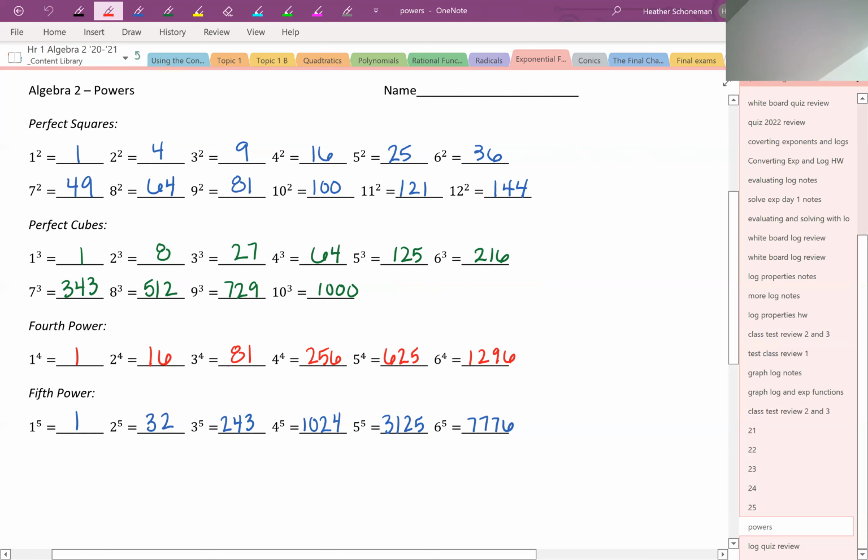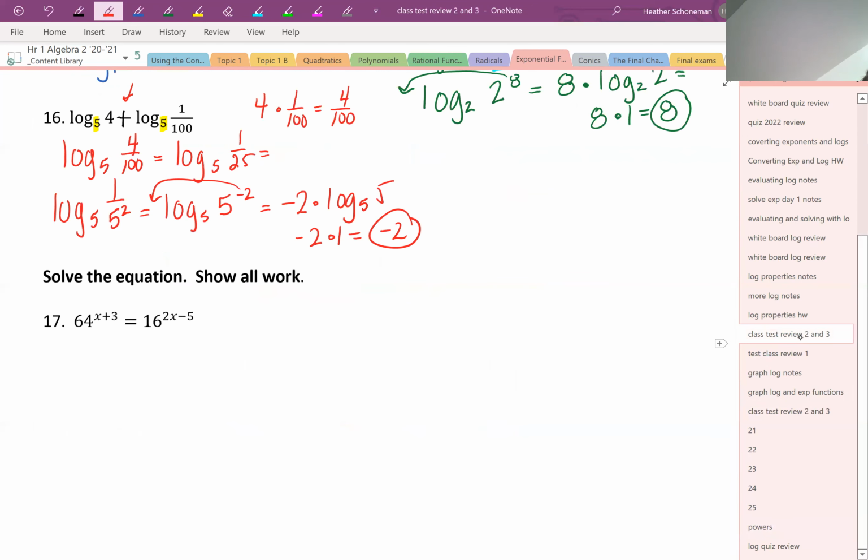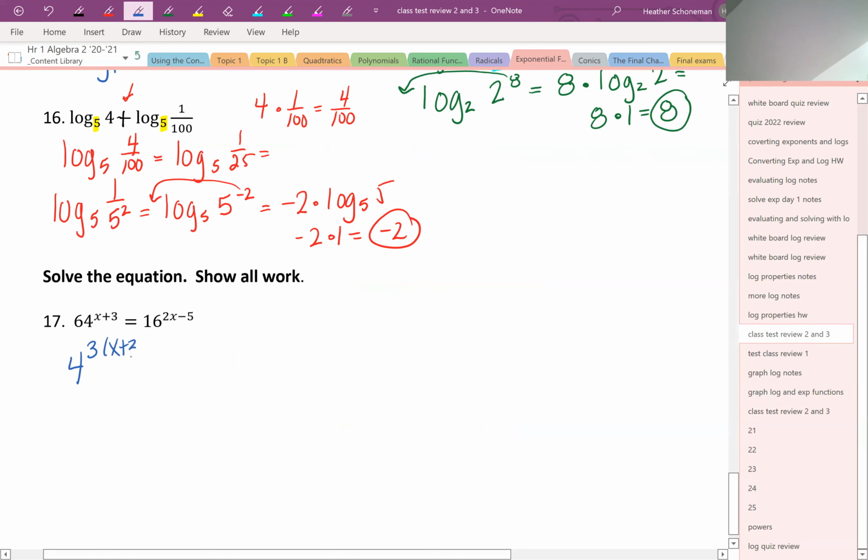Okay, 16 could be 4 squared. Oh, look, 4 squared and 4 cubed. There's a match. They're both 4s. That's the one that I want to use. So I'm going to rewrite 64 as 4 cubed to the x plus 3. And this one I'm going to rewrite as 4 squared to the 2x minus 5.